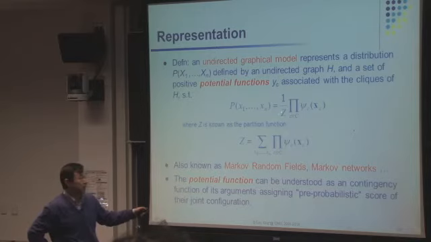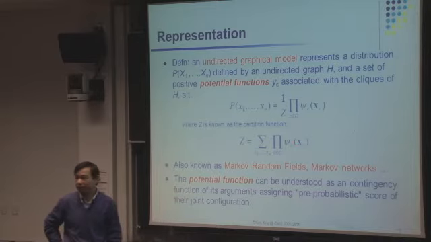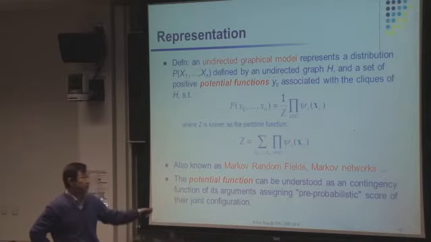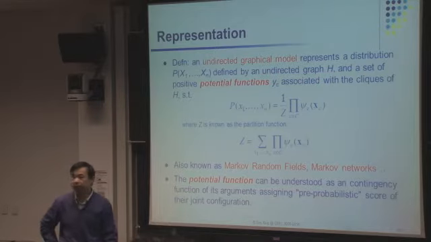Therefore, I need to have a partition function Z, which is computed by summing over all the possible assignments you can have for this big product of potential functions. And then you divide this product by that. That guarantees you a probabilistic distribution. Clear about that?